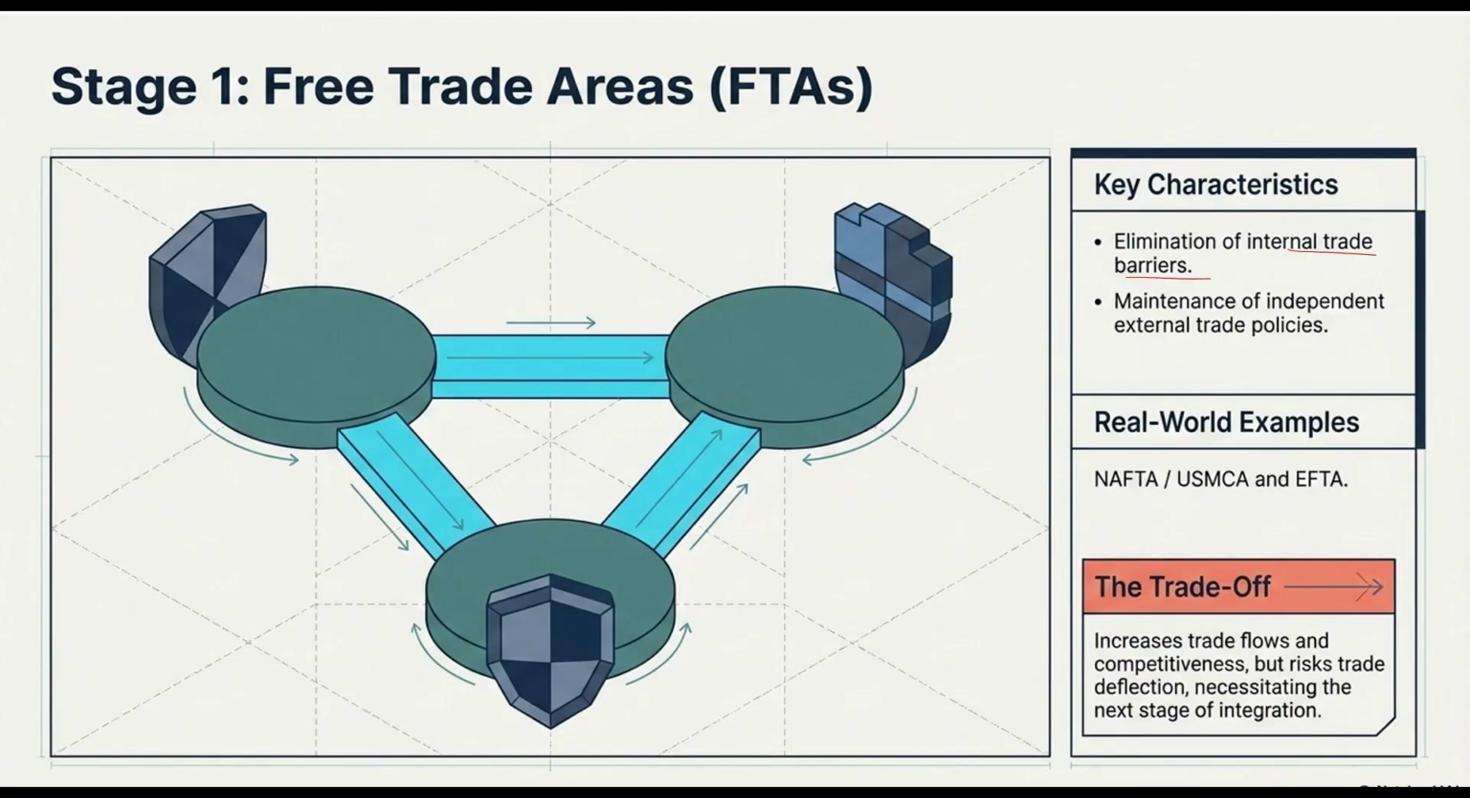Okay. So, what were the key characteristics? First thing, eliminating the internal trade barriers among member countries, right? And maintenance of independent external trade policies. Examples. And what is the trade-off here? Increased trade flows and competitiveness, right? But risk of trade deflection, necessitating the next stage of integration. So we have to be very careful while we are providing free trade agreements.